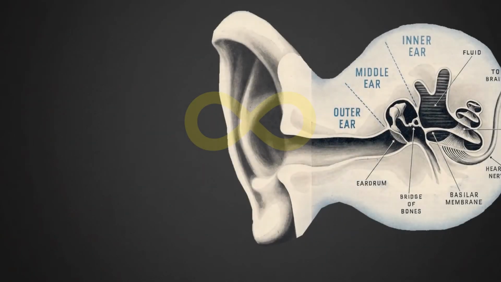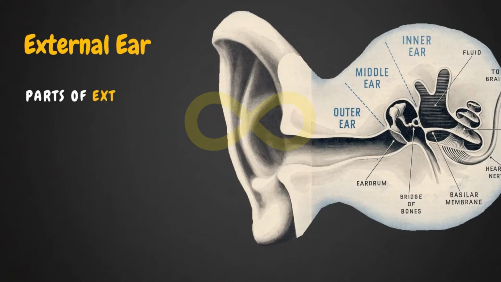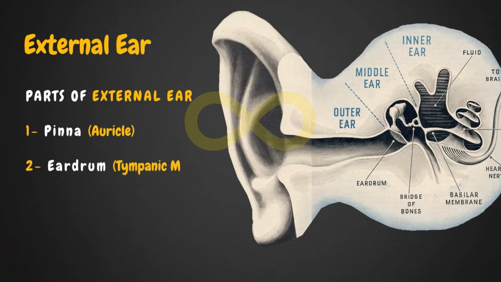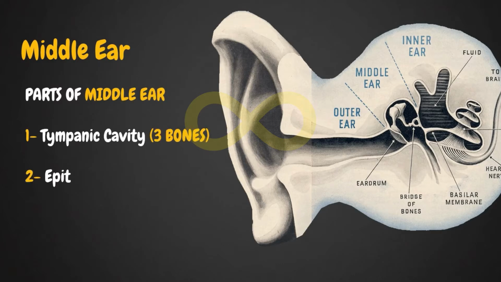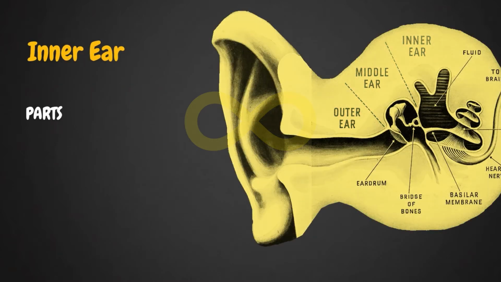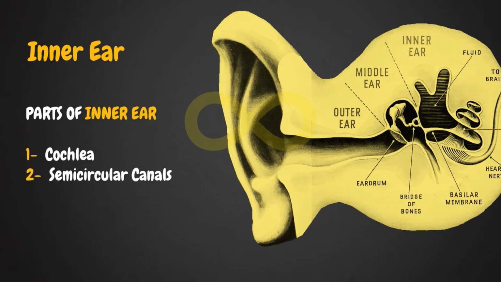The external ear consists of two parts. Number one, pinna, which is also known as auricle, and second, eardrum, which is known as tympanic membrane. The middle ear consists of two parts. One, tympanic cavity, which consists of three bones, and second, epitympanic recess. The inner ear consists of two parts, cochlea and semicircular canals.